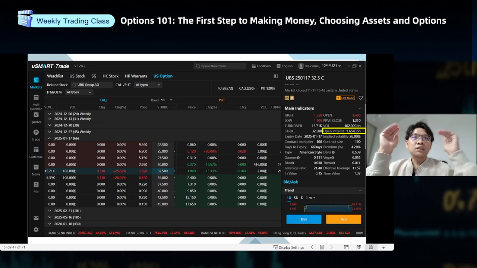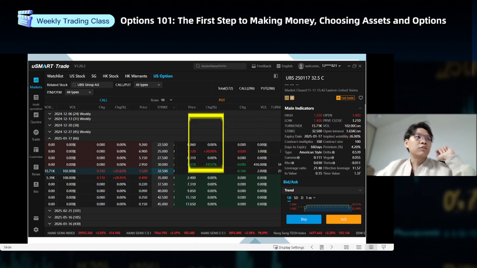So for these options which have 2 months until expiration, there are a lot of players in it. You can check on the open interest. The players are already involved and they have 1,650 contracts on hand. So if you want to buy in now, there will be a seller for you. And if you want to get out, there will be a buyer to take it from you.